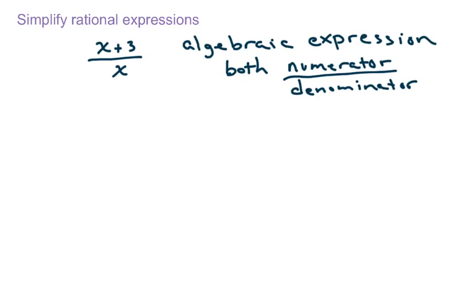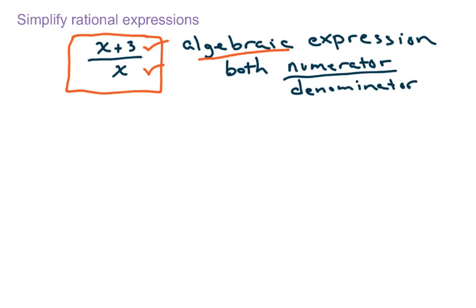Hey, Miss W here, going to talk about rational expressions and how to simplify them. But first, let's understand what a rational expression is. So I have an example here. Notice that you have an algebraic expression, meaning that there's variables in both the numerator and the denominator.